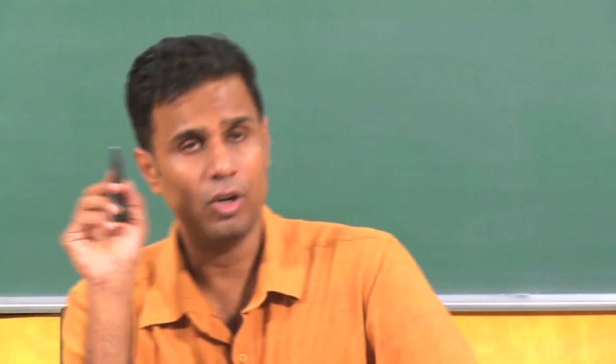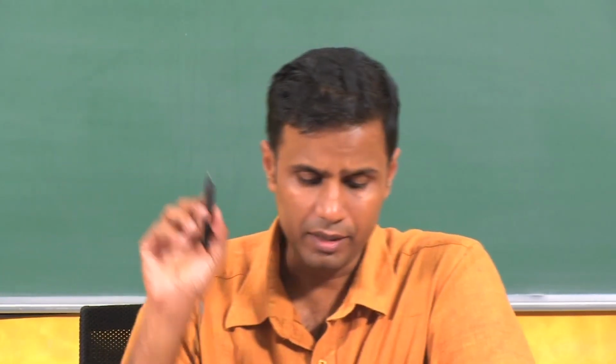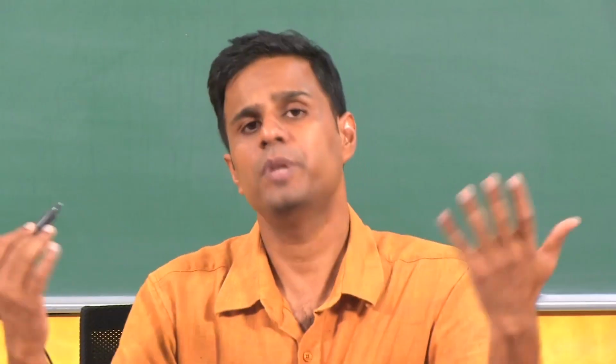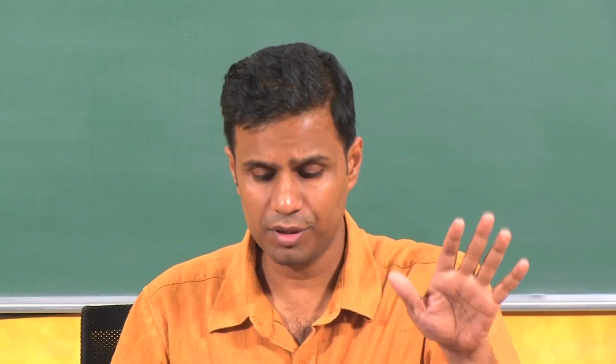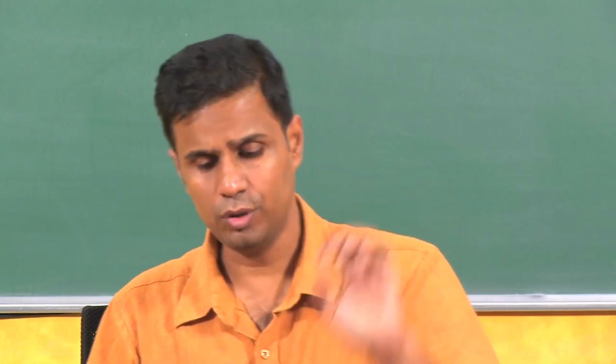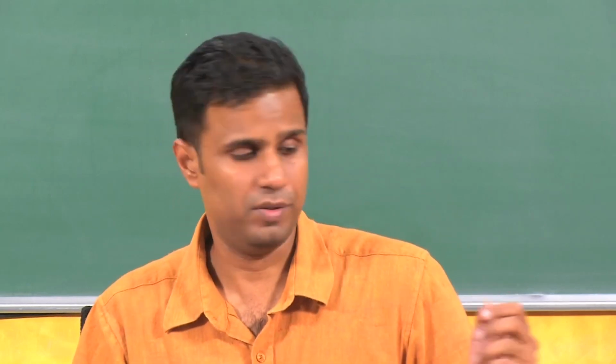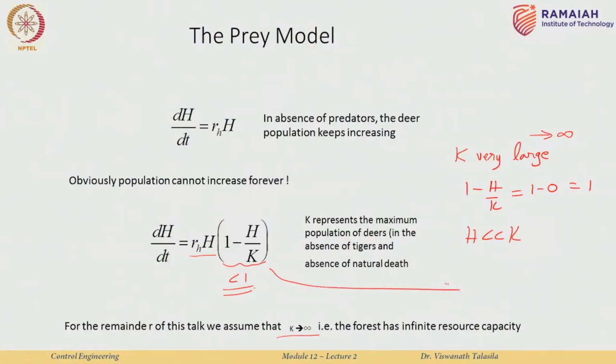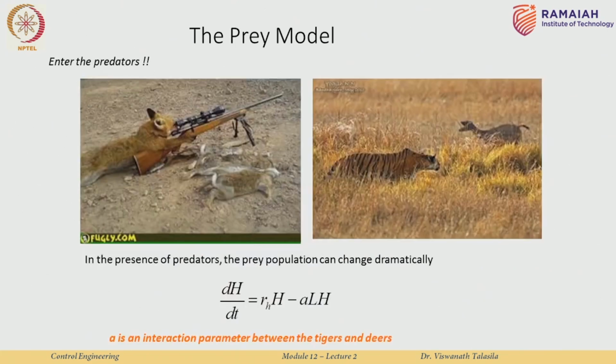However, for the remainder of this talk, without any loss in generality, I will assume that k is very large, meaning I have this hypothetical jungle which can support as many deers as possible. It is not a correct assumption in reality, but we will go with that for now to just show the modeling capability of state space systems. So, this slide basically concludes with the equation which we are going to consider as dH by dt equal to RH times H. So, this is the dynamics of the prey in the absence of the predators.